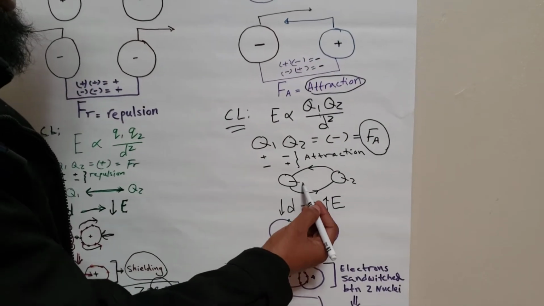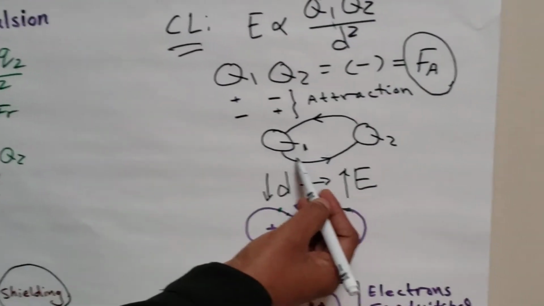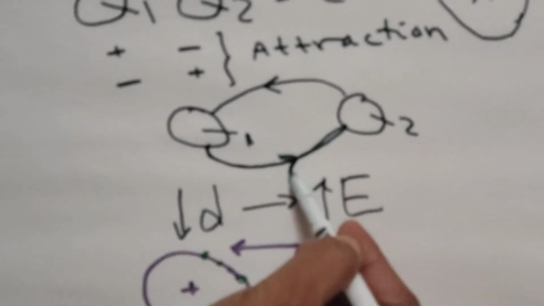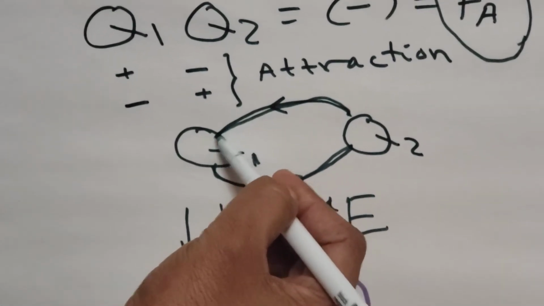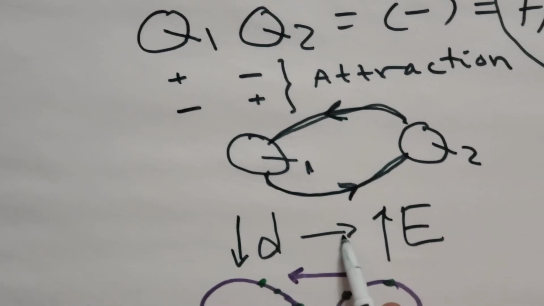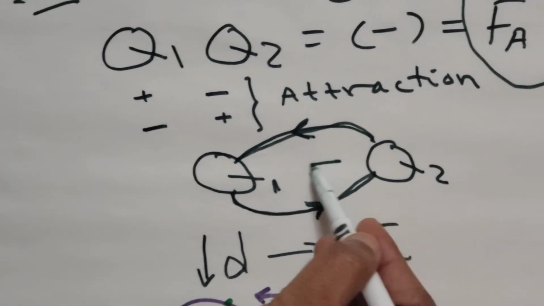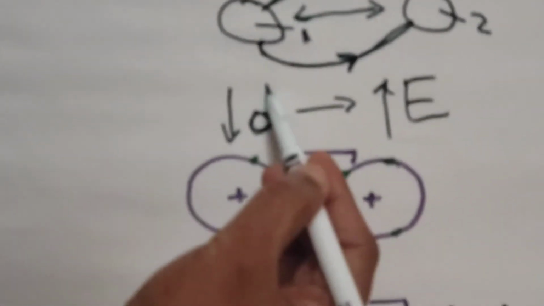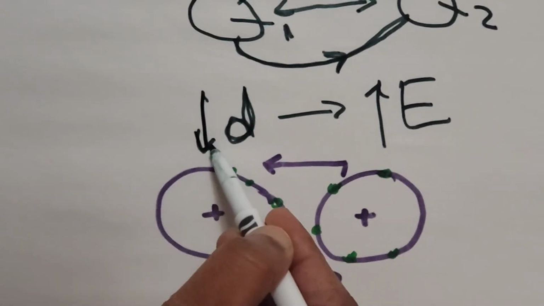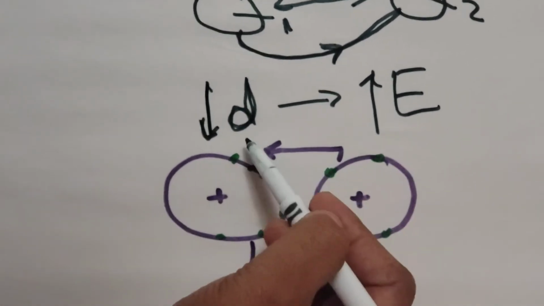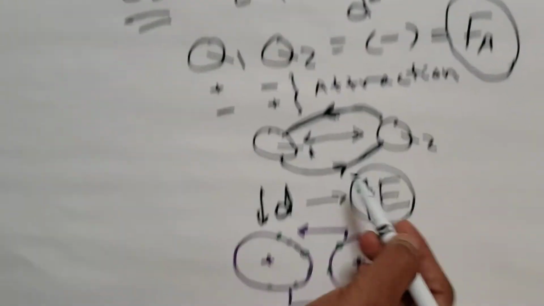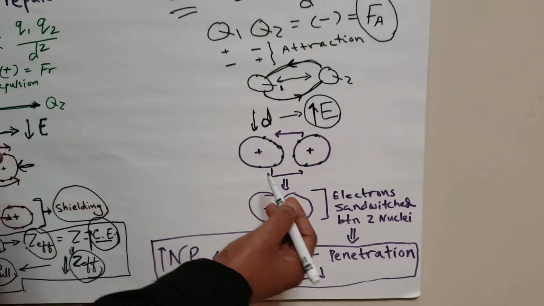So this is Q1, this is Q2. Q2 will attract Q1 and Q1 will attract Q2. Because of this, what will happen? The distance between the charges will go down. D will go down. If the value of D decreases, that means E will increase, because they have an inverse relationship. E will increase. So what does it mean?